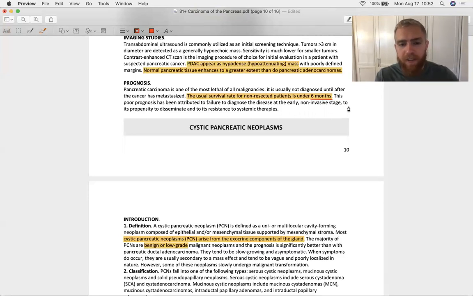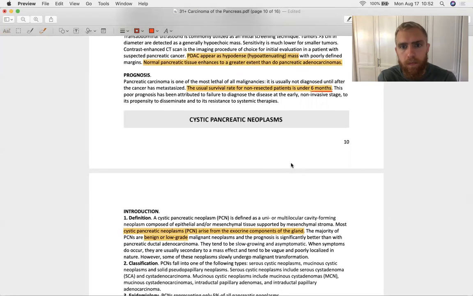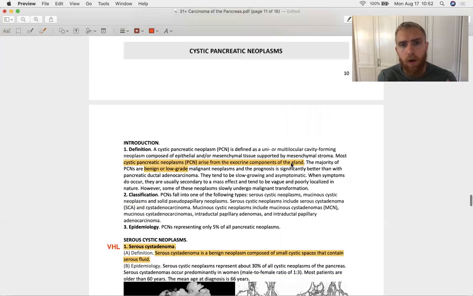If it's at the head, you're going to take out the head of the pancreas, and you're going to do what's called a Whipple operation. You're going to take the tail of the pancreas and leave it in and connect it to the duodenum, and then you're going to take the pylorus of the stomach and attach it later on down the small intestine. Okay, that's our cancers. That's our ductal adenocarcinomas of the pancreas.